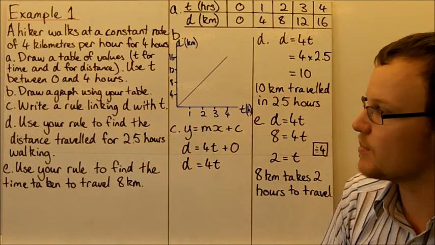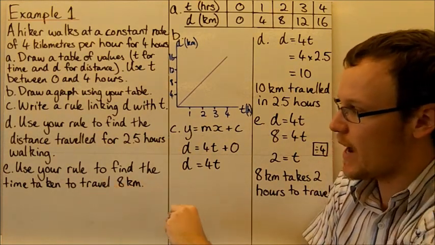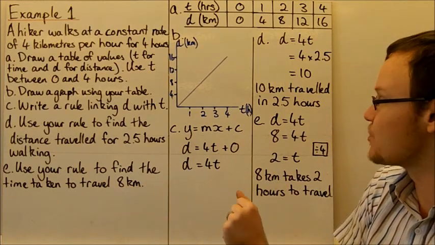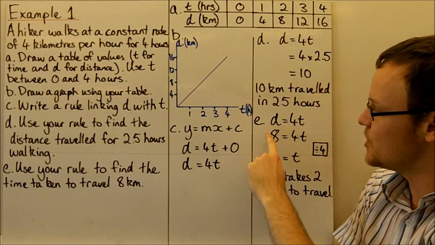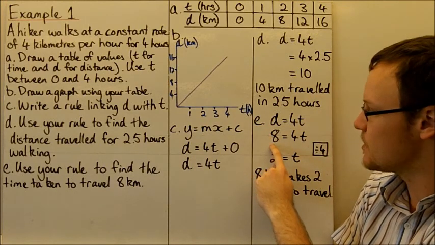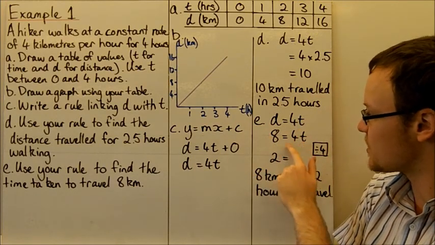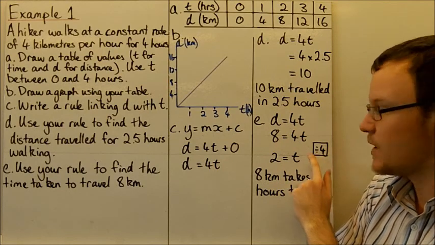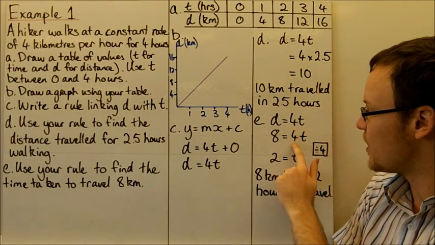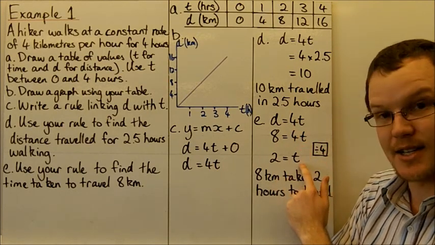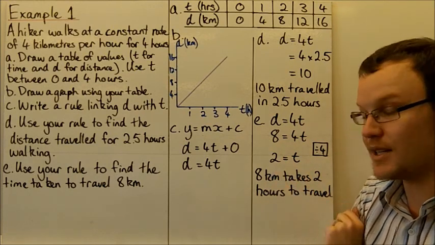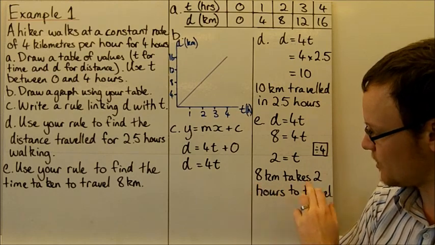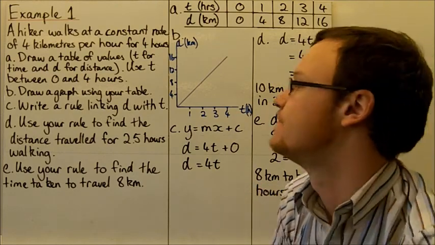Now for our last part, we want to find the time taken to travel 8 kilometres. So we substitute in our distance of 8 kilometres there, and we want to find t. So we can divide both sides by 4. We'll have 4t divided by 4, which is just our t left over, and 8 divided by 4 is 2. So the time taken is 2 hours. 8 kilometres takes 2 hours to travel.